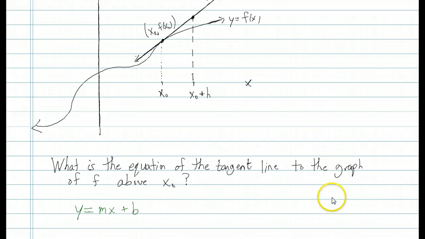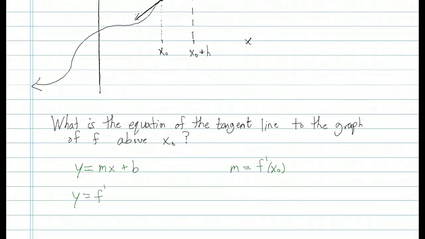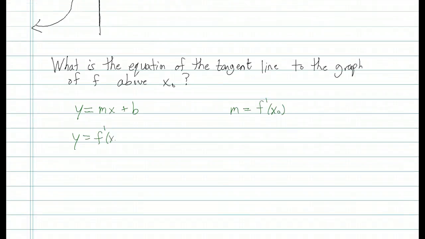Okay, if you remember, just from your algebra days, the slope-intercept form of a line is y equals mx plus b. From Calc 1, we know the slope of the tangent line is the value of the derivative, so it's going to be f prime of x sub 0. So we just plug in. Plug your slope into your formula.